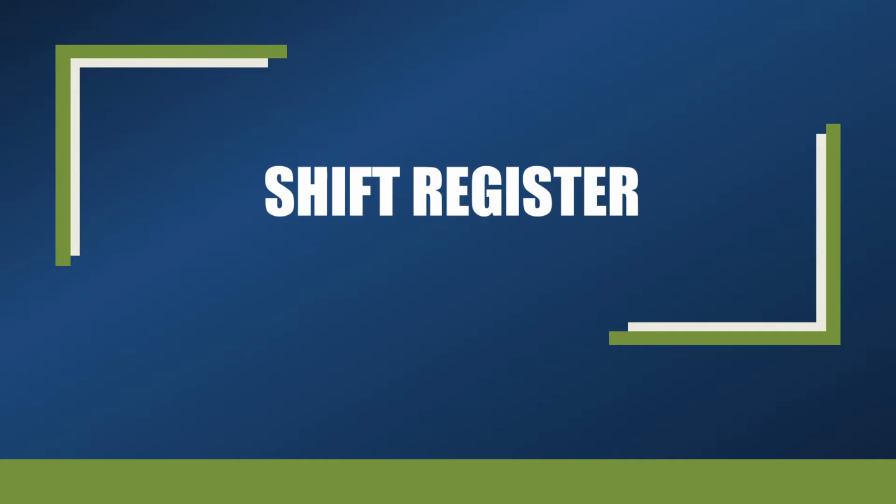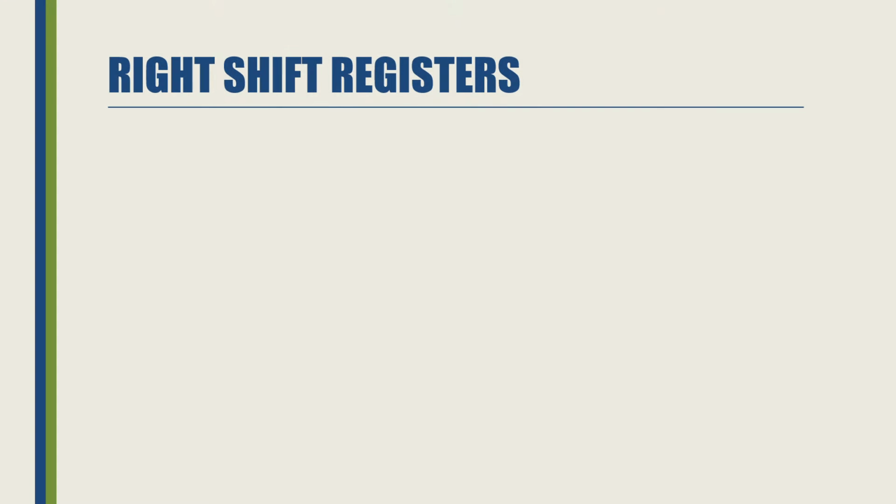There are multiple types of shift registers as well, and in this video we will discuss a few of them. The first type is right shift registers. Shift registers also work arithmetically. Why? If we shift the bits by one bit to the right side, we actually divide the decimal number by 2.